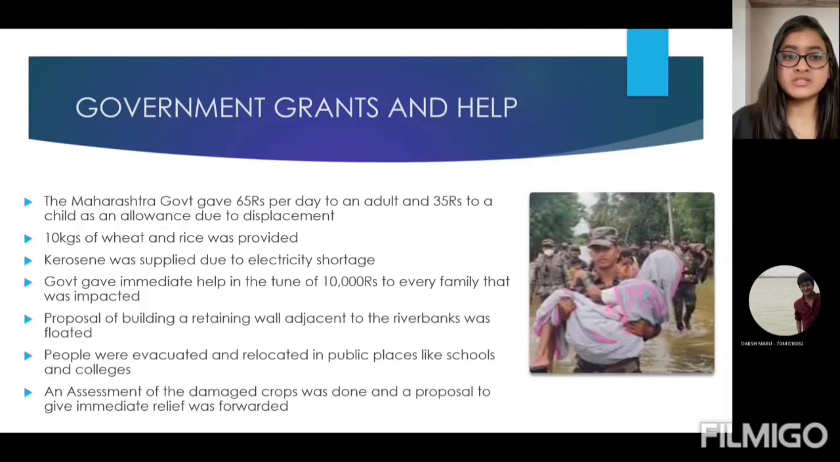Now we'll look at the government grants and help that were provided. The government worked relentlessly and provided an allowance of 65 rupees to an adult and 35 rupees to a child during this time. They also provided wheat, rice, kerosene, sugar, etc. to the families that were displaced so that there was no food shortage. The government also gave an immediate help of 10,000 rupees to every family that was impacted, and an assessment of the damaged crops.